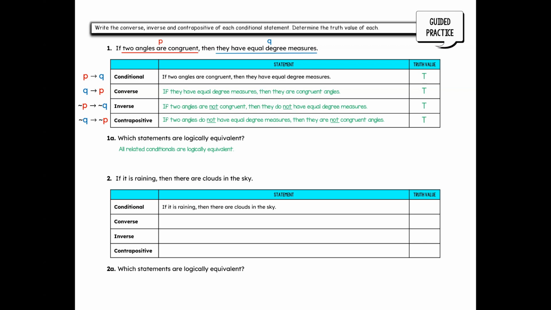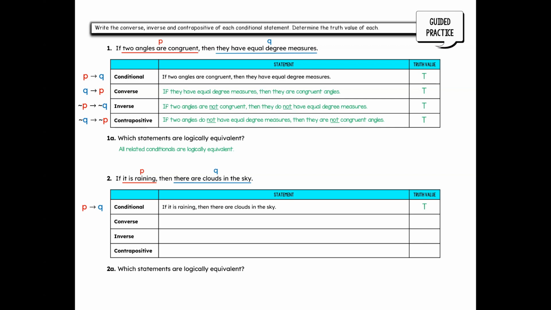The statement says, if it is raining, then there are clouds in the sky. The first thing I want you to do is pause the video and identify the hypothesis and conclusion of this statement. It is raining is our hypothesis, that's P. There are clouds in the sky, that's our conclusion, that's Q. The conditional is written if P then Q, and I've got it already written there for you. If it is raining, then there are clouds in the sky. Truth value, that's true, okay? We need clouds to produce rain.